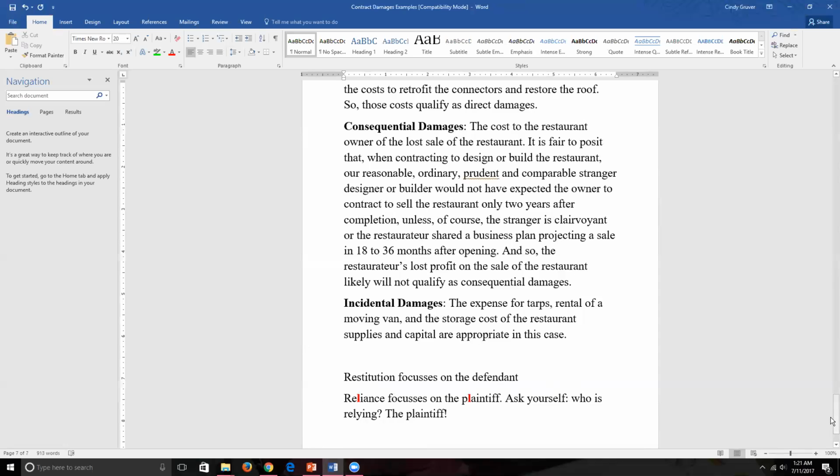I hope that this information has been helpful for you, kind of connecting the dots, seeing a little bit of the practical application of the ideas of incidental, consequential, and compensatory damages to some real life scenarios.